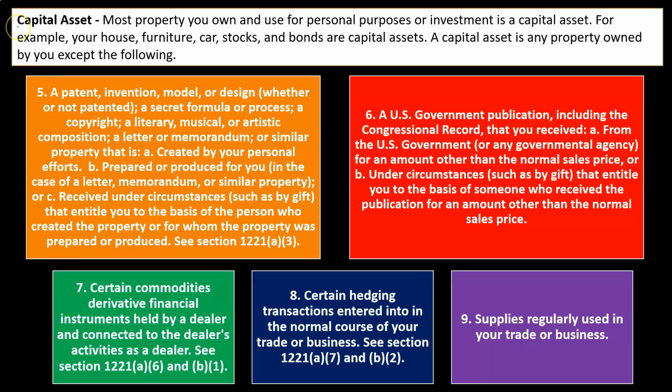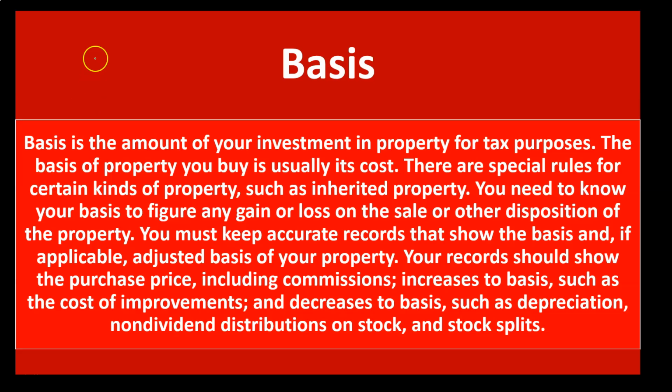So once again, capital asset, most property you own and use for personal or investment is a capital asset, and they include major things: the house, furniture, car. We're focusing typically on stocks and bonds here. Remember, the house has that special kind of case with exemptions that you want to make sure that you are taking into account when those happen.